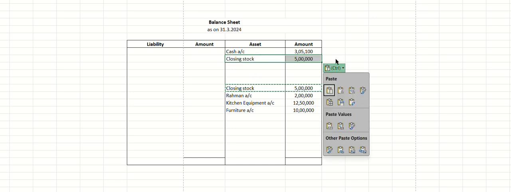The next one, the next liquid asset, as we told, is closing stock, because it is easy to convert closing stock into cash. After closing stock, we know we can easily collect money from Rahman. So we are pasting it here. After that, we know compared to kitchen equipment, furniture is easy to convert into cash. So we are pasting it after. Then we can go to the final and the last one, that is kitchen equipment. So we have filled our asset side.